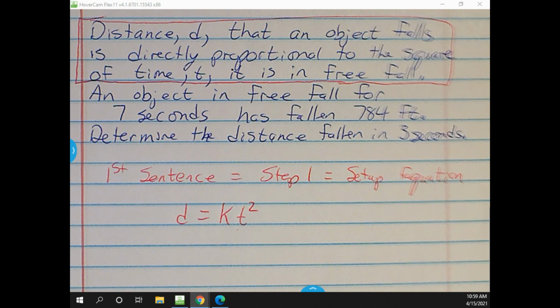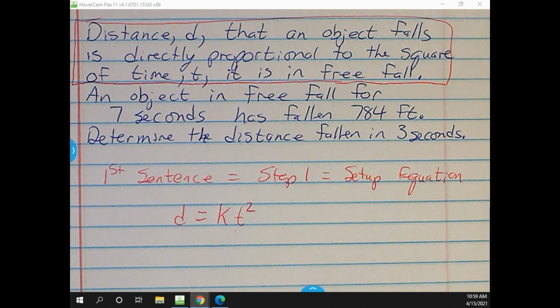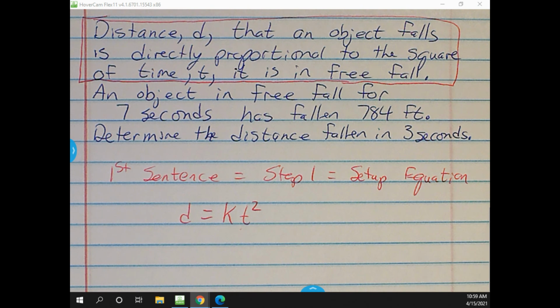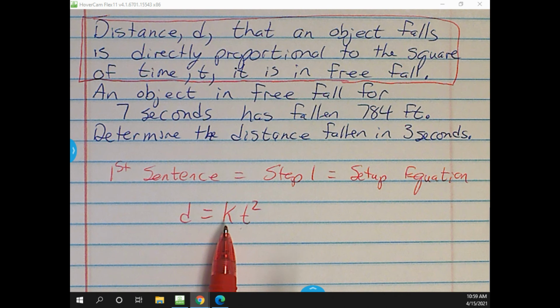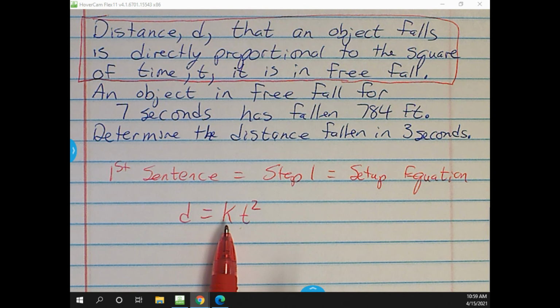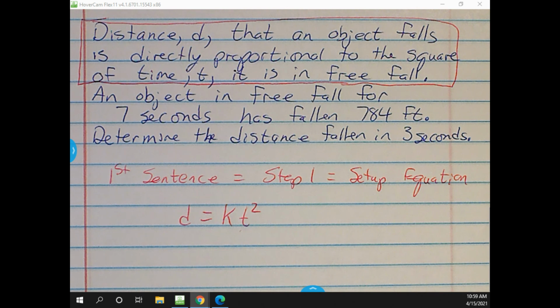So the first sentence is the step one part that's telling you what it's doing and what the variable is going to be. You'll always have this K, because you've got some impact. If you're doing mass and acceleration, the whole velocity type thing, you've got a formula there. If you're talking about the price per gallon, then that's your constant. So you always have some constant, some number you've got to deal with.